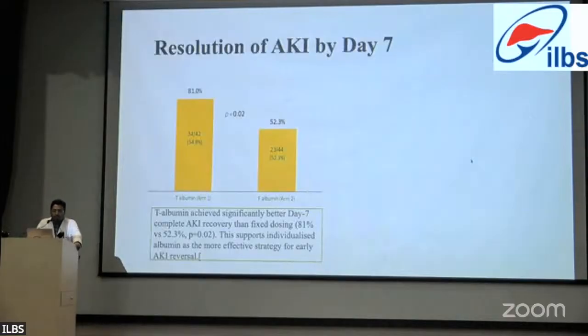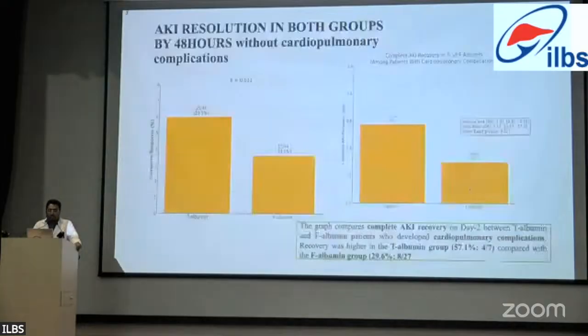At day 7, we see much higher response with 34 patients having the partial or complete response of the AKI in the tailored group, and among 52% patients in the fixed dose albumin. And we see that the tailored albumin achieves significantly better day 7 complete AKI recovery than fixed dosing. This supports individualized albumin as the more effective strategy for early AKI reversal.